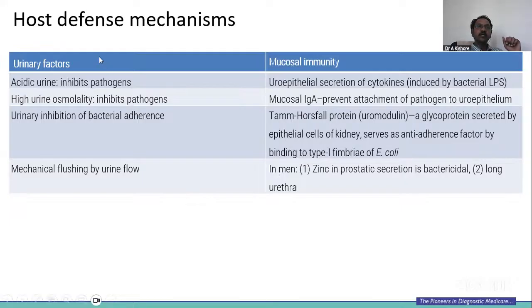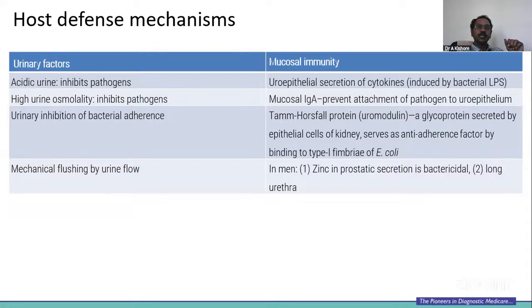where you see some factors like urinary factors and also mucosal immunity factors can play a role. Acidic urine inhibits the pathogens, and high urinary osmolality inhibits the pathogens. So these are the urinary factors. If the urine is acidic in nature, because of the acidity, the bacteria die there, and the pathogens will not multiply much there. And if there is a high osmolality also, it inhibits the multiplication of the pathogens.